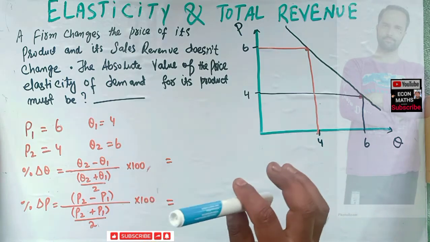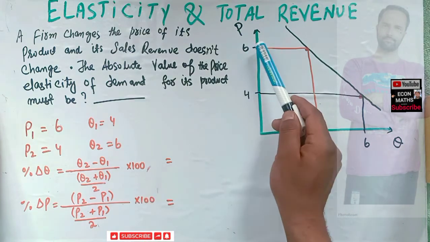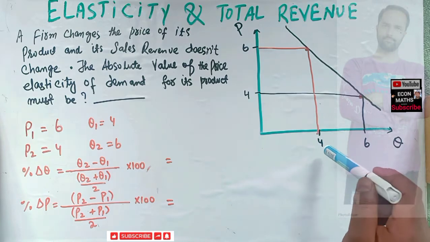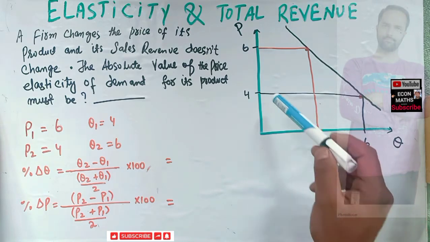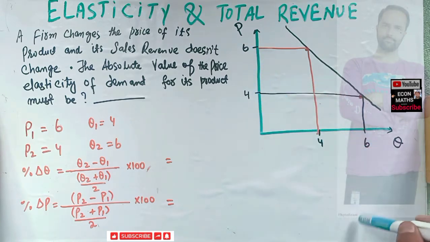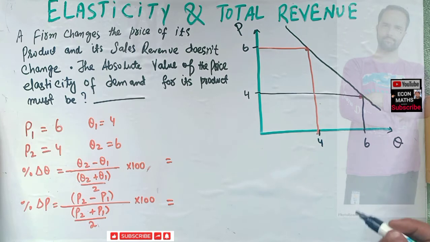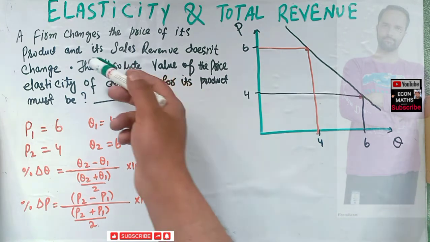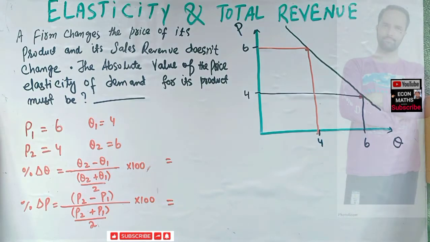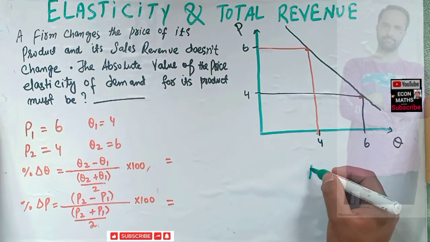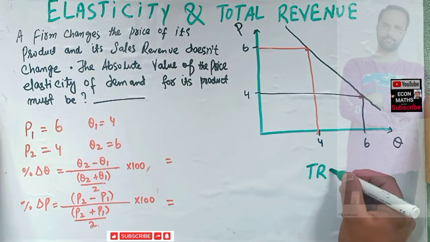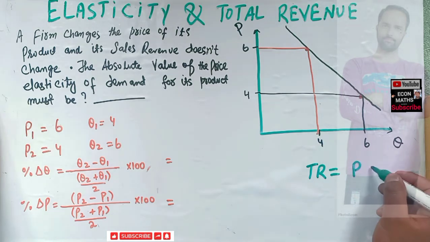Okay, so I have given an example. Let us say initially at price 6 quantity demanded was 4 units, and let us say price decreased to 4 and quantity demanded increased to 6 here. Now you know total revenue. What is total revenue? We are being told change in price does not change the total revenue. So total revenue is equal to price into quantity.